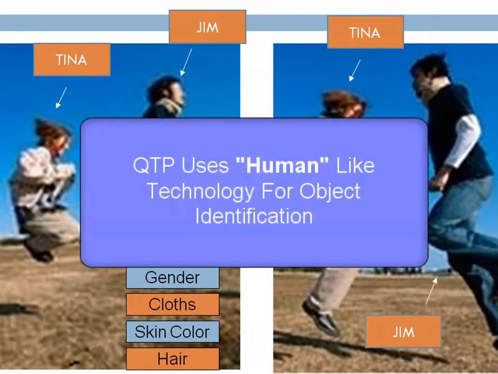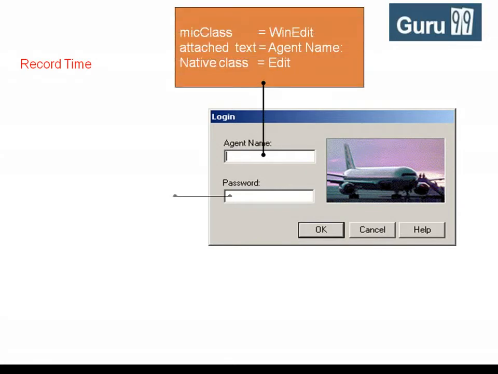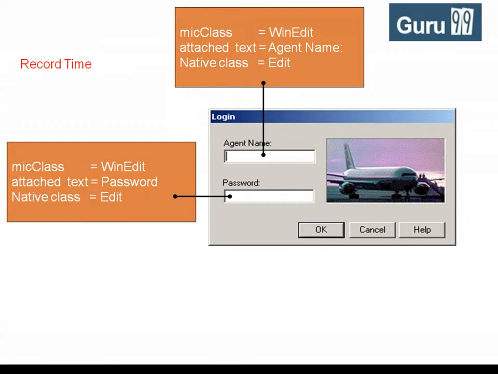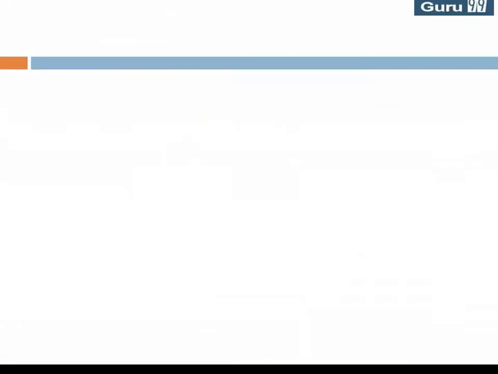QTP also uses a human-like technology for object identification. During record time, QTP tries to learn properties for a GUI object on which operations are performed. In our example, it will record properties for agent name, password, OK button, and the rest of the GUI objects on which operations were performed.